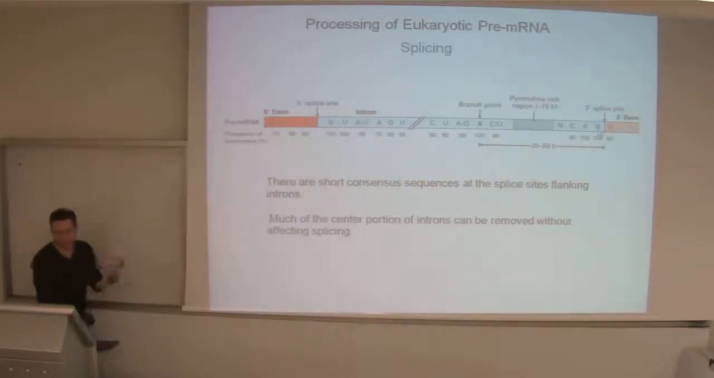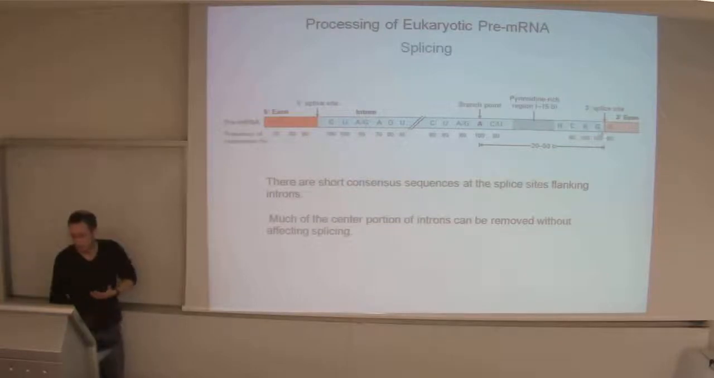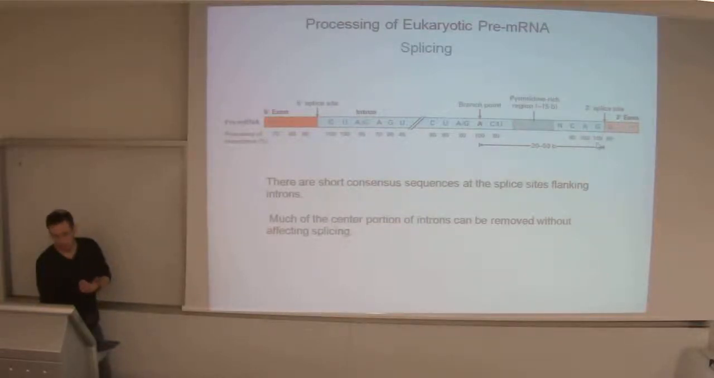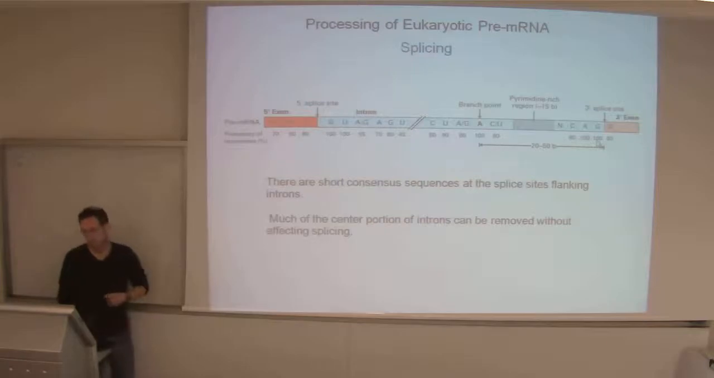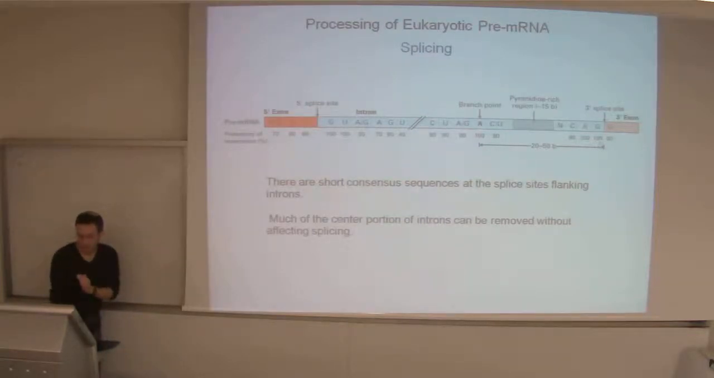At the other side, at the intron-exon junction, you have an A and a G, again in 100% occurrence. And at a certain distance upstream from this 3' site, something between 20 and 50 base pairs, you have an adenosine, again in 100% occurrence, which serves as the branching point for the splicing reaction. This will be shown in the next slide, but for now just recall that you have an adenosine right here, some distance from the 3' site.